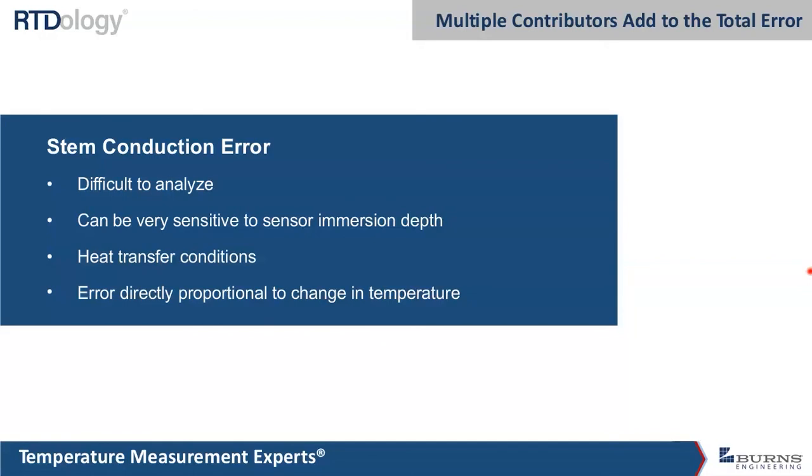The error that we see is pretty much in direct proportion to the change in temperature between the ambient conditions and the process temperature. Of course, if your ambient and the process are the same, then there's no stem conduction error. But as that difference grows, the stem conduction gets a lot worse.